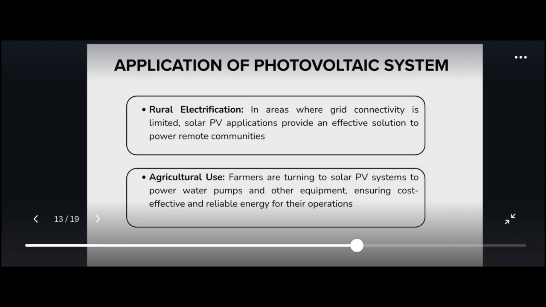Rural electrification. In areas where grid connectivity is limited, solar PV applications provide an effective solution to power remote communities. Agricultural use. Farmers are turning to solar PV systems to power water pumps and other equipment, ensuring cost-effective and reliable energy for their operations.